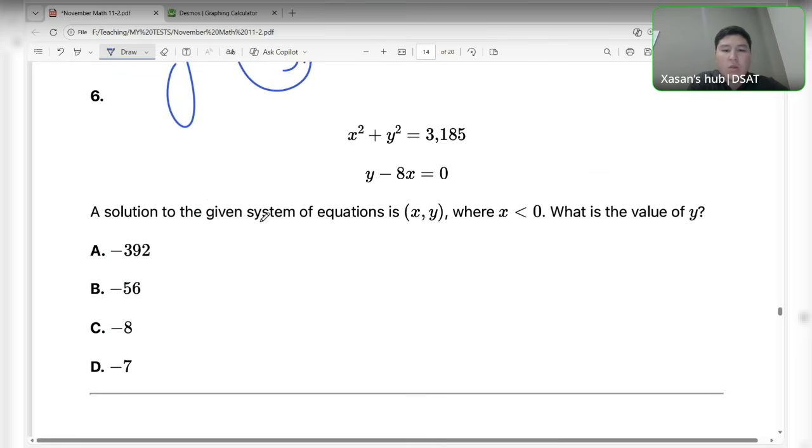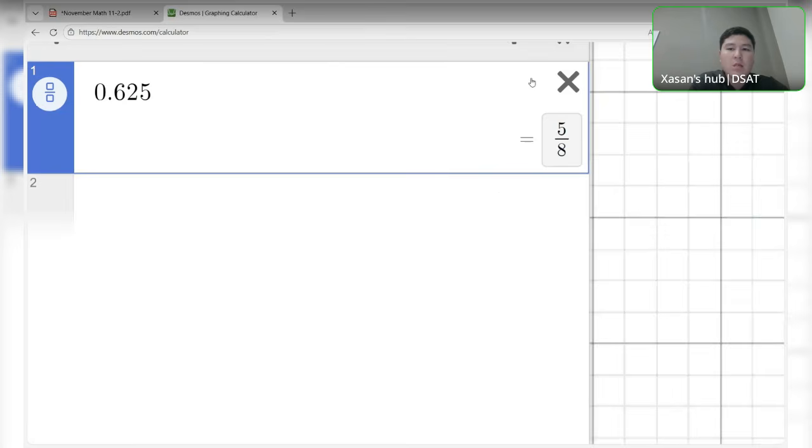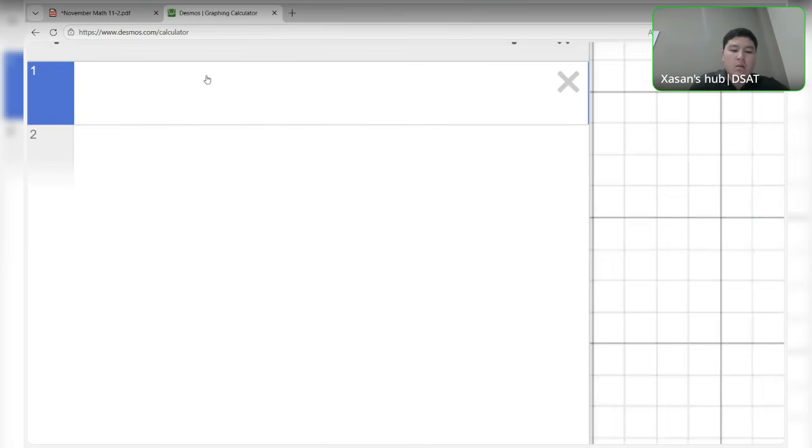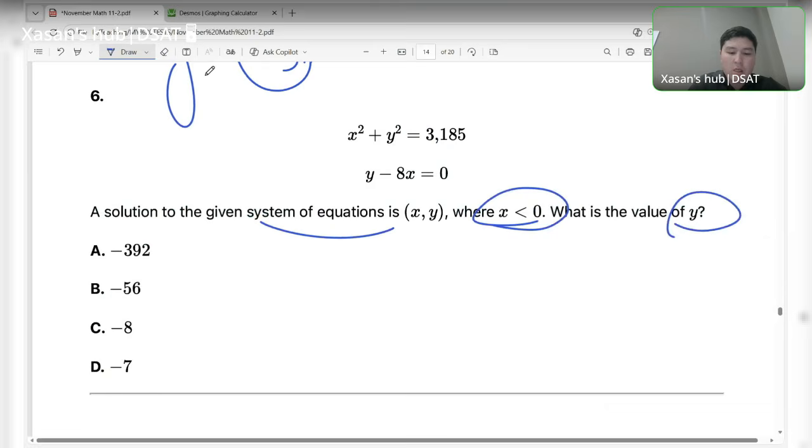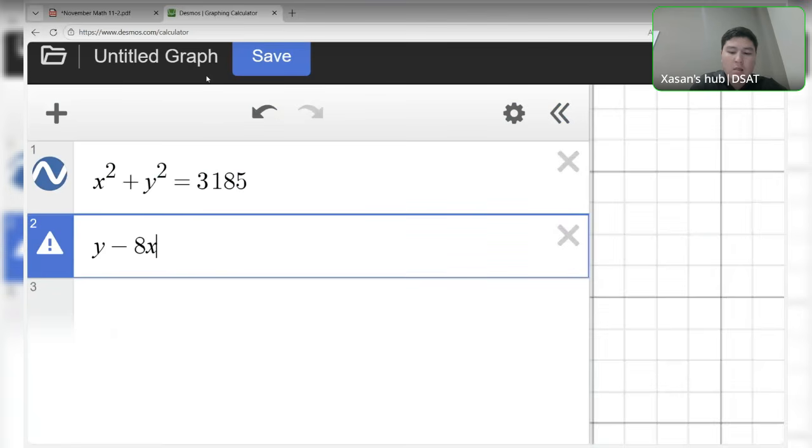Question 6. A solution to the given system of equations where x is less than 0. What is the value of y? Again, Desmos, guys, we have x squared plus y squared equals 3185, and then y minus 8x equals 0.